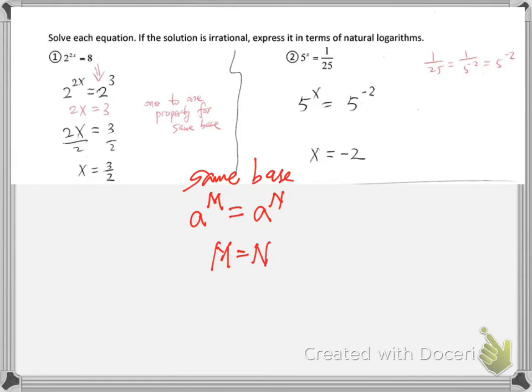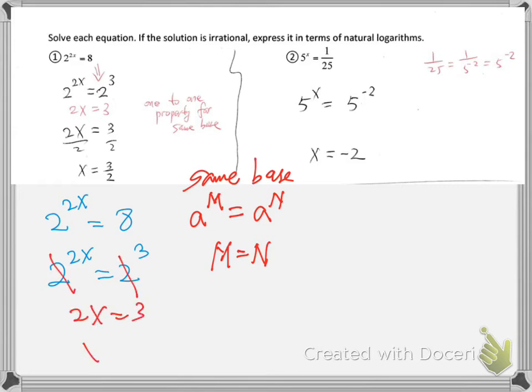So now let's look at number 1. 2 to the 2x is 8. So we can change 8 to the same base, number 2. We write 8 as 2 cubed. Now same base, we can drop base 2. We got a new equation: 2x is 3, so x is 3 over 2. Okay, so this case is very easy. You can change the left hand side and right hand side of the equation to the same base.